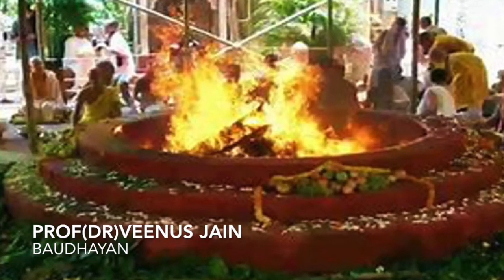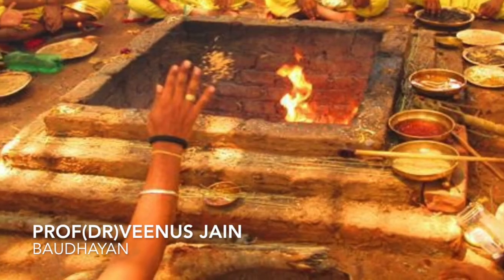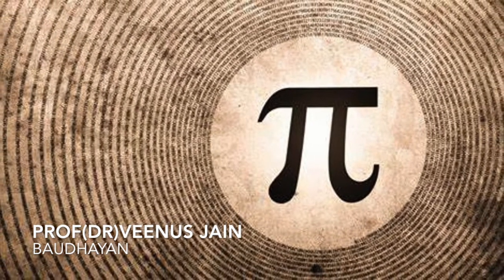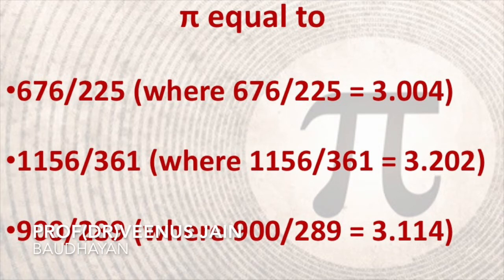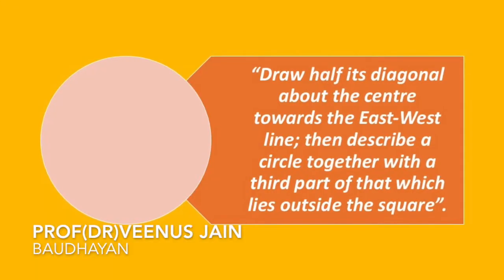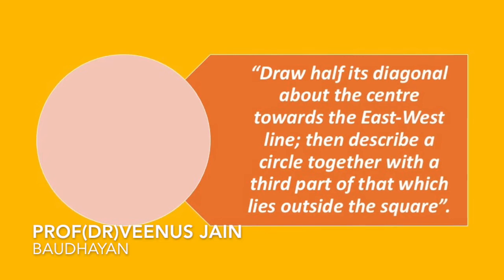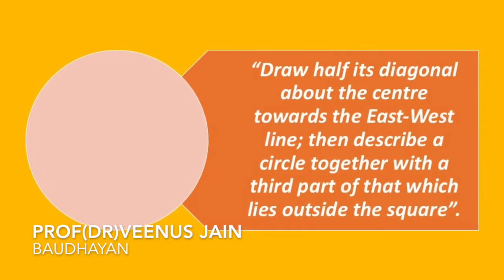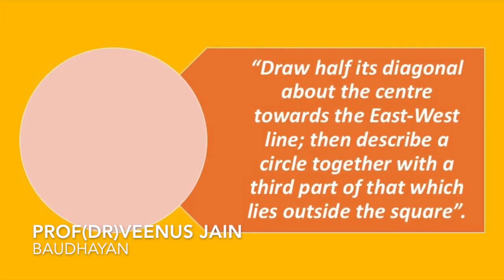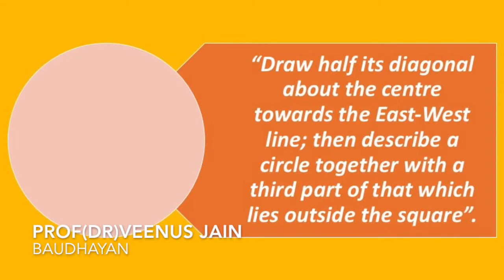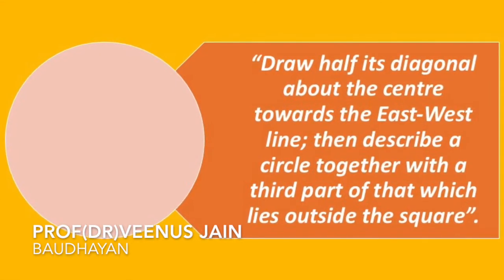He has done research on circle, square, rectangle, and triangle. He discovered pi to some degree of precision. When constructing circular shapes, Baudhayan uses different approximations of pi. Baudhayan even tried to find a circle whose area is the same as that of a square, and he has said, draw half its diagonal about the center towards the east-west line, then describe a circle together with the third part of that which lies outside the square.